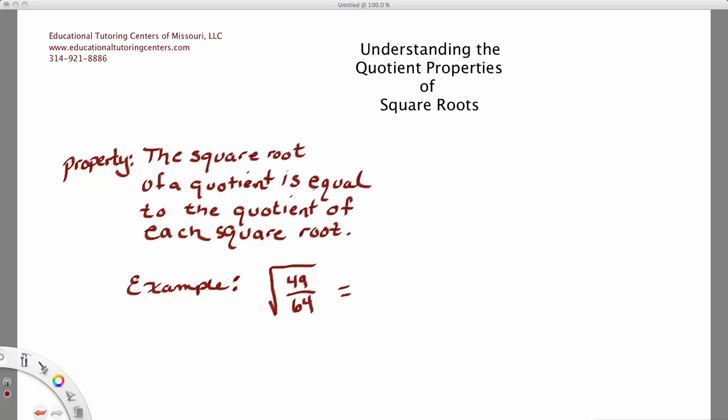Question on understanding the quotient properties of square roots. The property states the square root of a quotient is equal to the quotient of each square root. So here's an example problem.